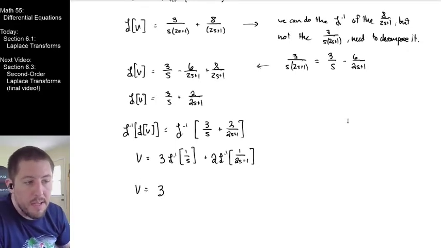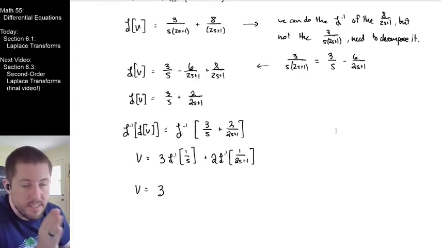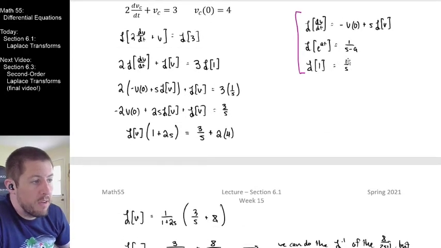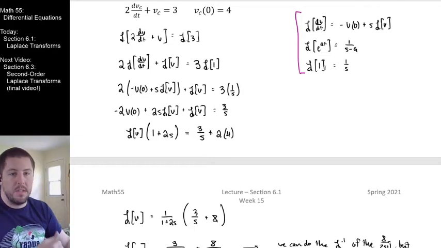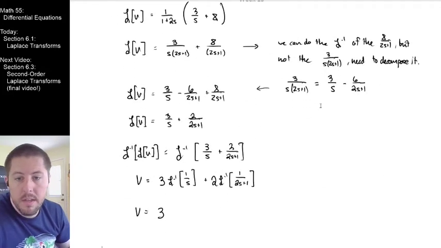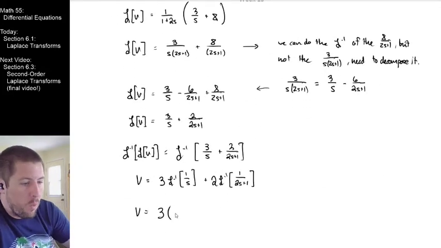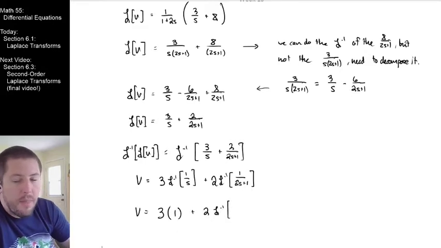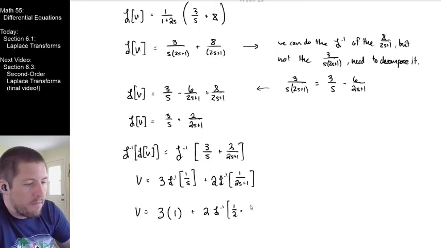So let's state what we know. The Laplace inverse of 1 over s is just 1. I'm just reading my chart backwards here. So this is just 3 times 1 plus 2 times. Now, what do I want to do with this one? Well, I don't want that 2 to be sitting on the s right there, so let's go ahead and factor out a 1/2 from this guy.